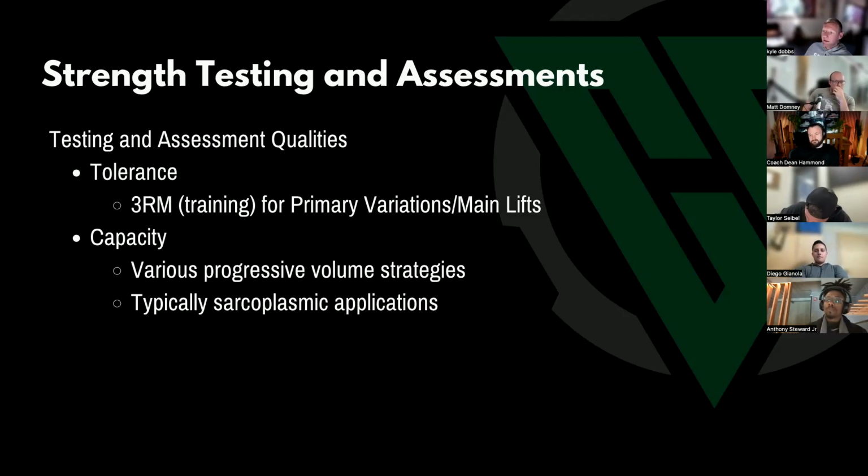So we'll talk more about how that progresses over the course of a training block. Capacity, again, is going to be a lot of accessory work for my people. Typically, I'm looking at this in either myofibrillar or sarcoplasmic based rep ranges and volumes. So within the testing phase, I'm going to be using different types of progressive volume strategies. For some people, I'll use density. For some people, I will use just basic sets of 3x15 and so on.